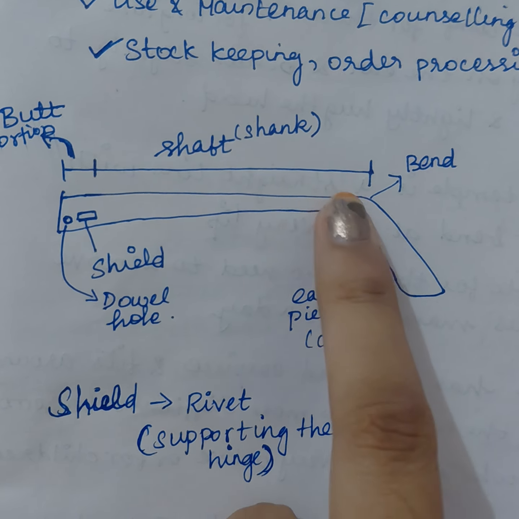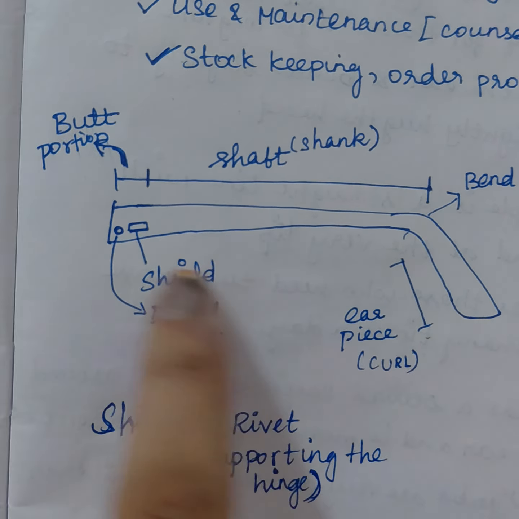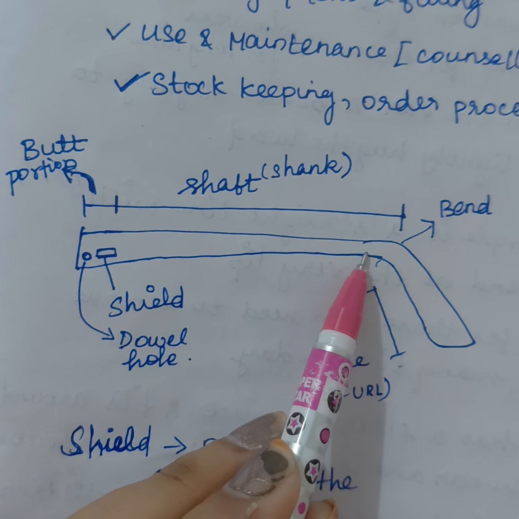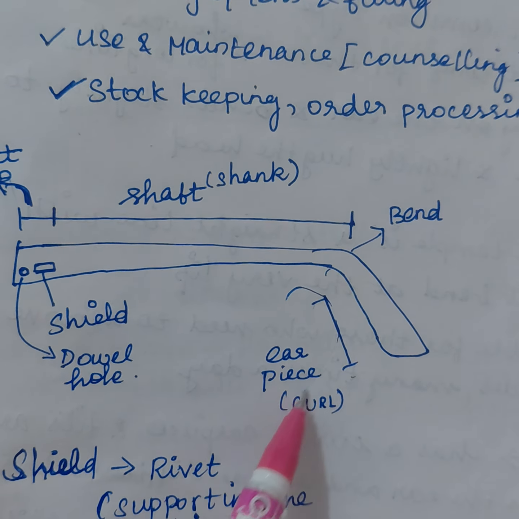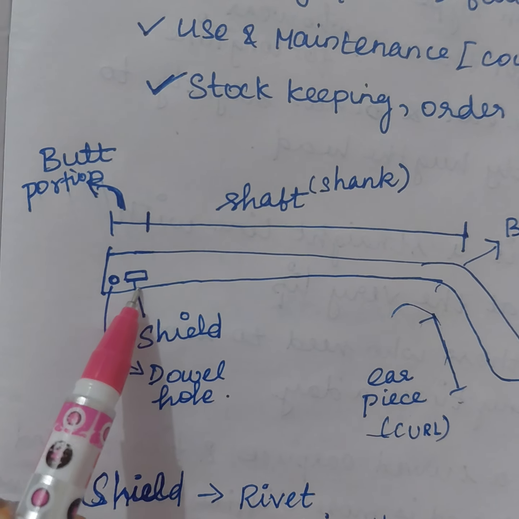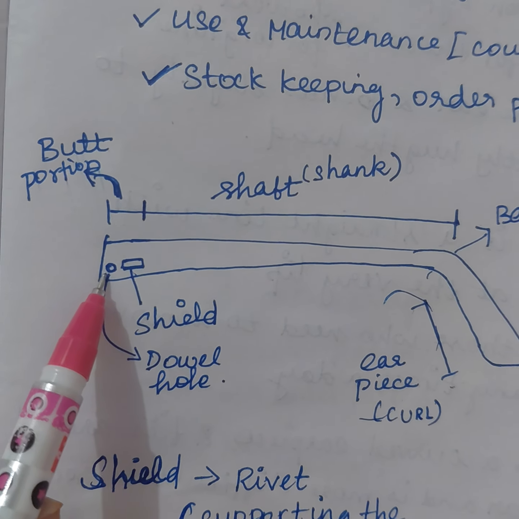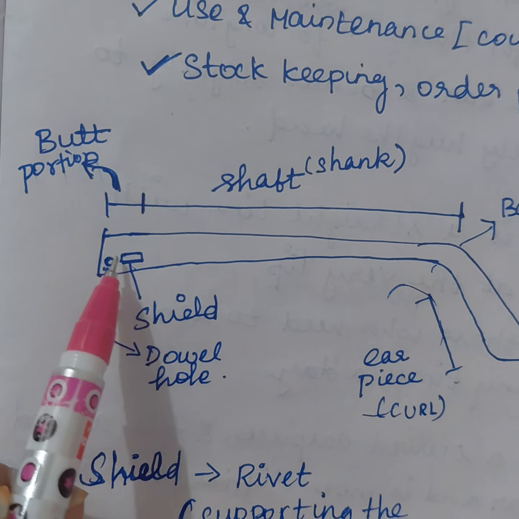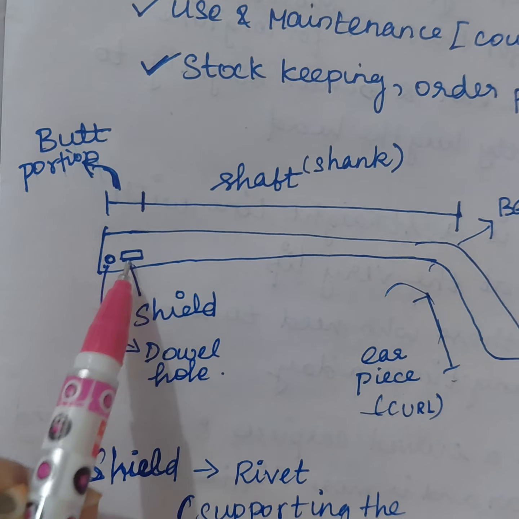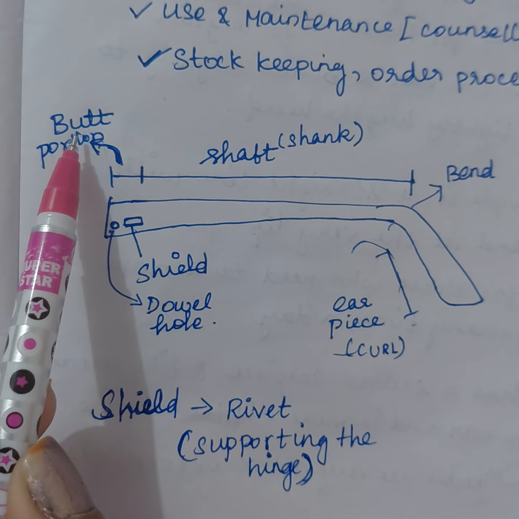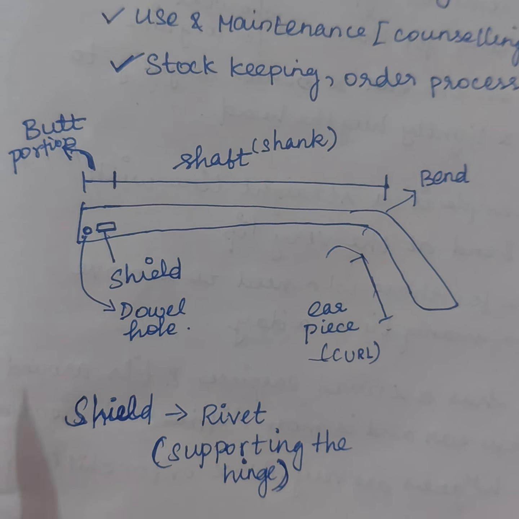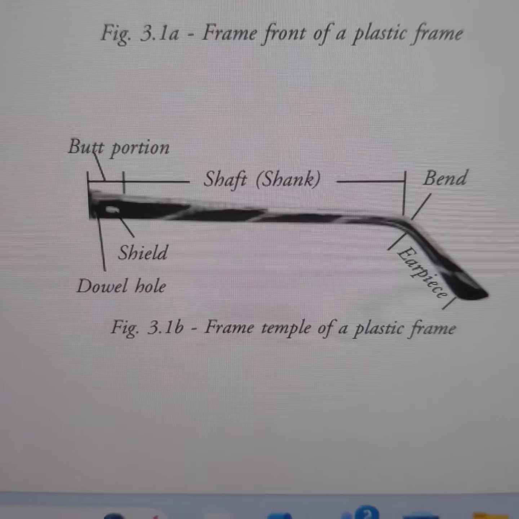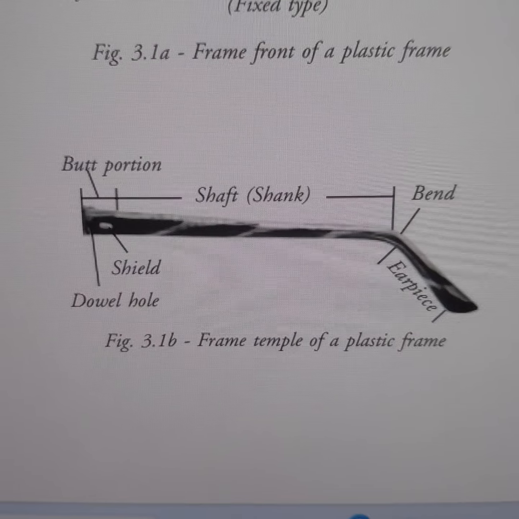This is the bend and this is the earpiece which surrounds our ear, and this portion is called the shaft. This is called the shaft, and after the bend it covers around our ear. And there is a shield and also a dowel hole on the temple. And as you can see, from this portion till the dowel hole is called as the butt portion. So these are the parts of a temple. Shield is nothing but a rivet that is supporting the hinge of the spectacle. As you can see, here is the diagram for the temple.